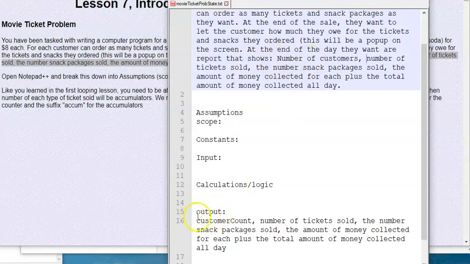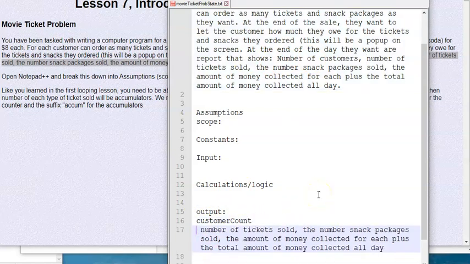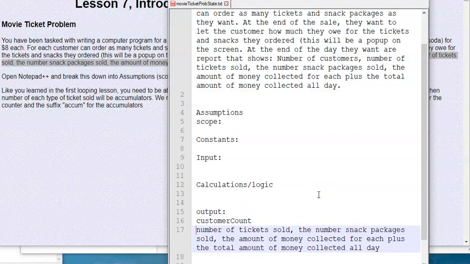So this first one, number of customers, is the customer count. And then the number of tickets sold. So again, if you picture how this application is going to run, we're going to ask them how many tickets they want. And if they say 10, we're going to keep that 10 and then go around again to the next customer. And the next customer says they want 5. We want the number of tickets to be 15. That is a definition of an accumulator.